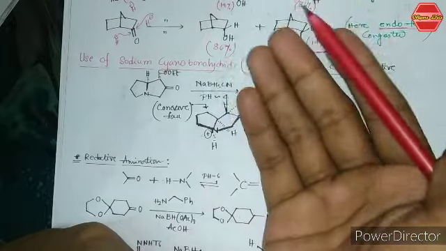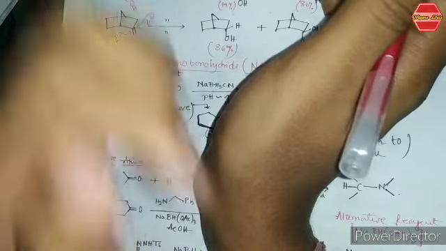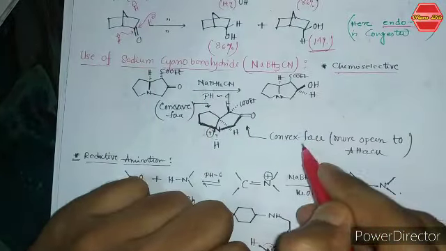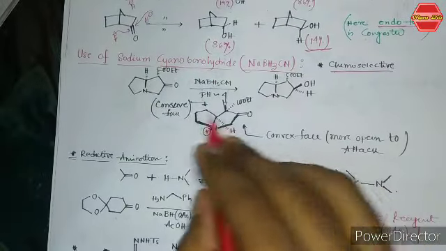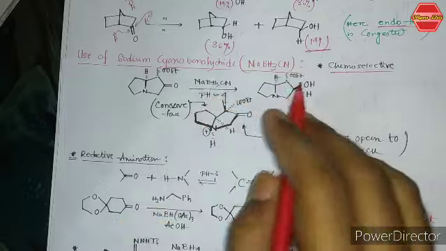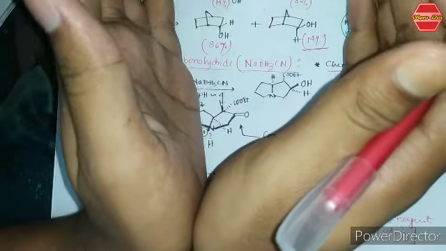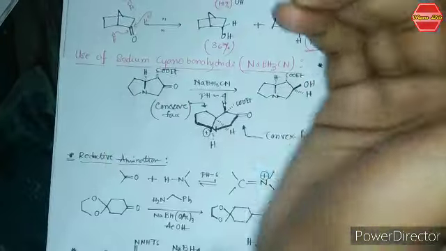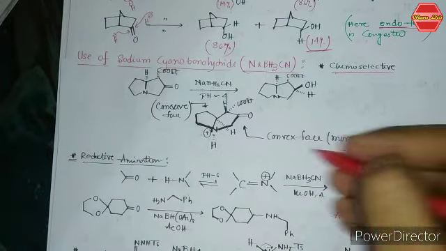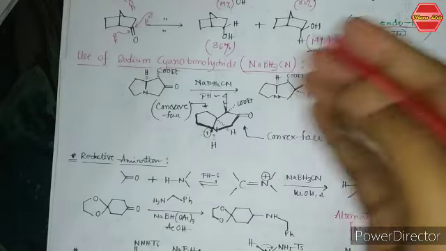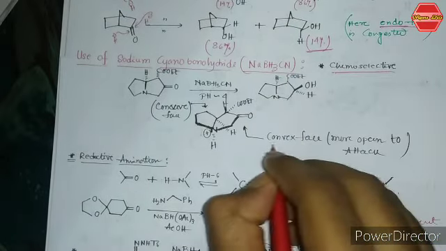So in the back side, if the compound is like this, then this side is your convex face and the upside is your concave face. Now the concave face is much more congested, just because these two rings are like this, so the upper side is much more congested. So hydride is donated from the lower side, or you can call it the convex face.